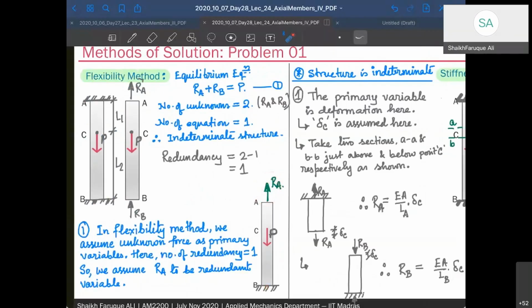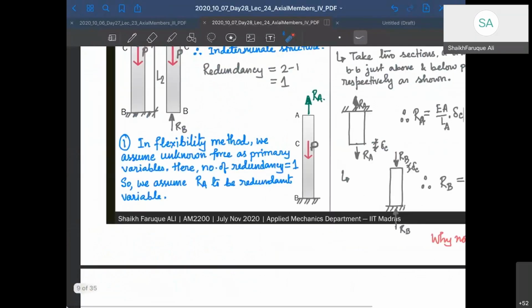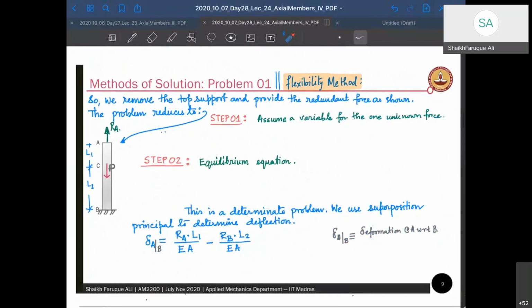Now, how are we going to find RA, or how are we going to find delta C? This is the question that we have, and we have to understand how to solve for RA. In a flexibility method, if I can find RA, I can solve the problem. In a stiffness method, if I can find delta C, I can solve the problem. Now let's look at how to solve RA and RB. So let's go to flexibility method first.